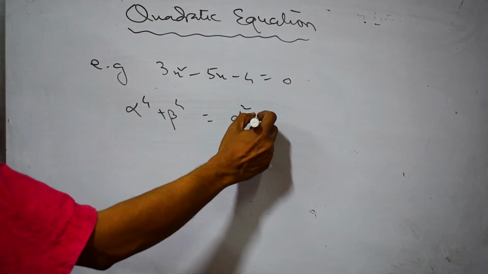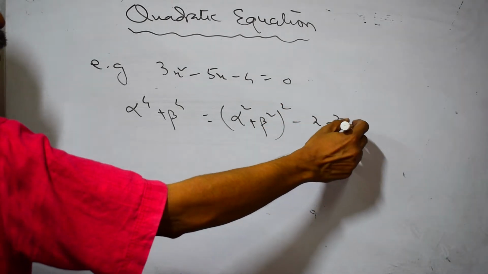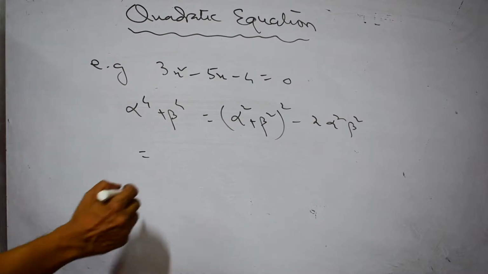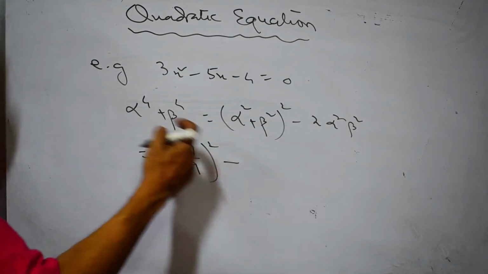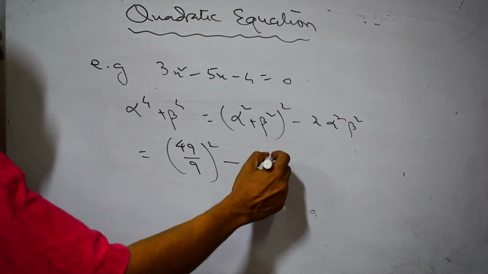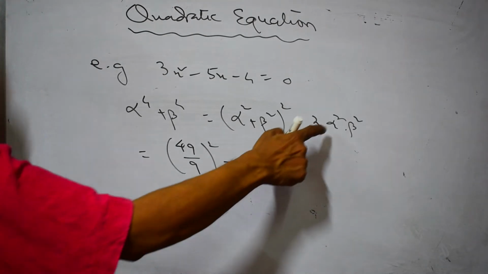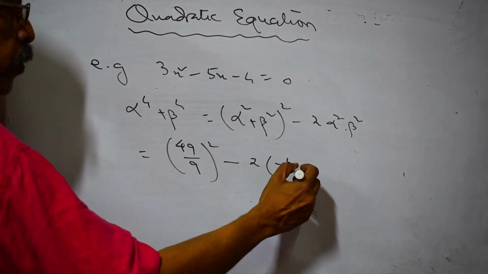We can write alpha square plus beta square whole square minus 2 alpha square beta square. So if you notice what you have found just now, that is 49 by 9. That is alpha square plus beta square, that whole square, minus 2 alpha beta whole square. Alpha into beta, what we have found was minus 4 by 3.